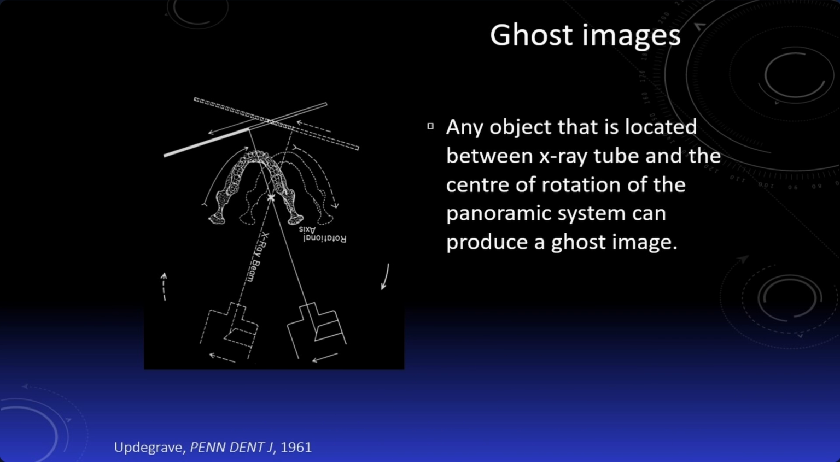Ghost images are very common and probably the most common artifact on a panoramic image. Ghost images are created any time an object is located between the X-ray tube and the center of rotation of the panoramic system. And if you think about it, there are many anatomical structures that will create ghost images because many of them, in fact, are located between the center of rotation and the X-ray tube itself.